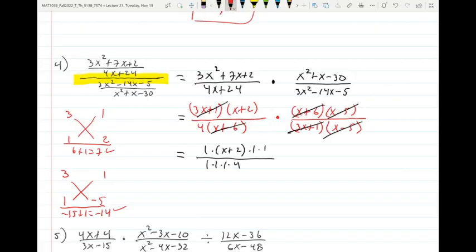So what's the answer? What remains on top? X plus 2. What remains in the bottom? 4. Again, I know it's tempting. Don't cancel this 2 with this 4. Okay? Don't do that. It looks nice, but no, it cannot be done. Okay. All right. Questions?